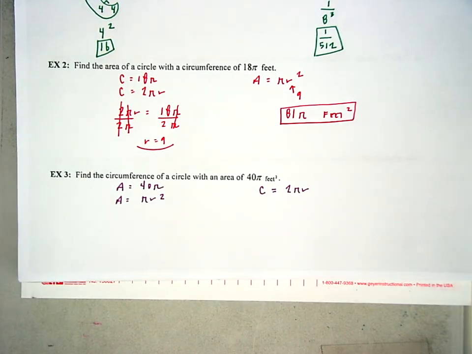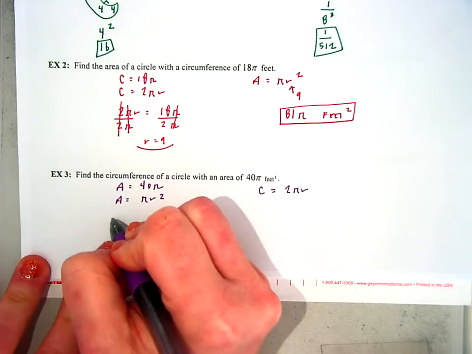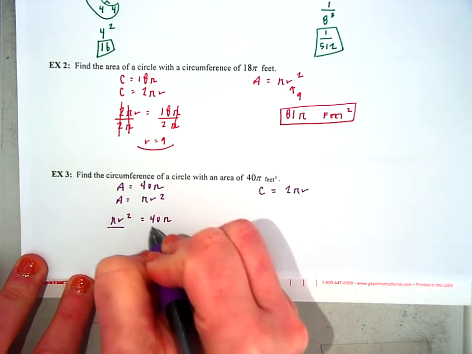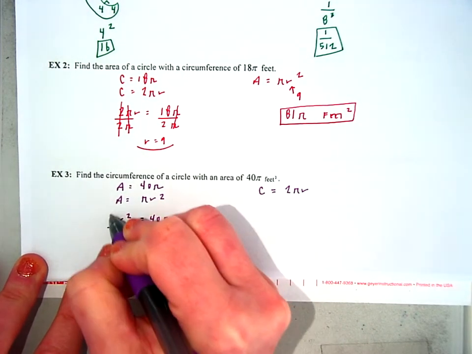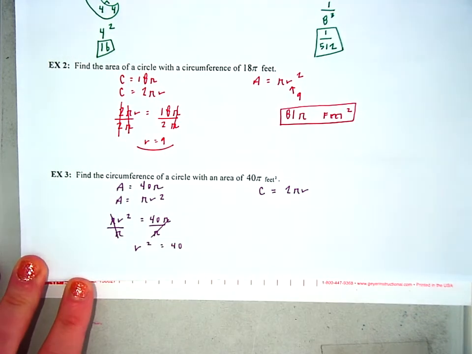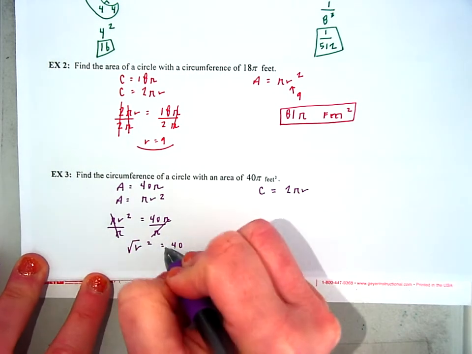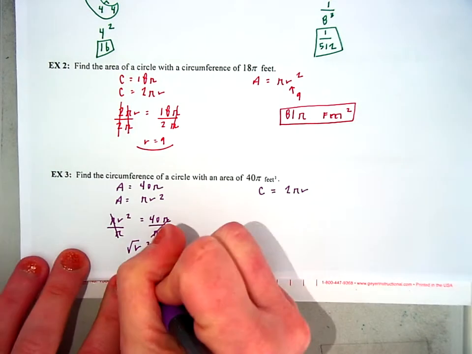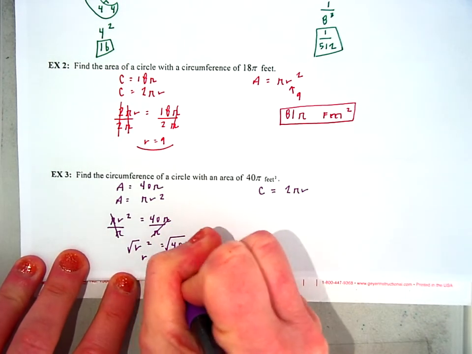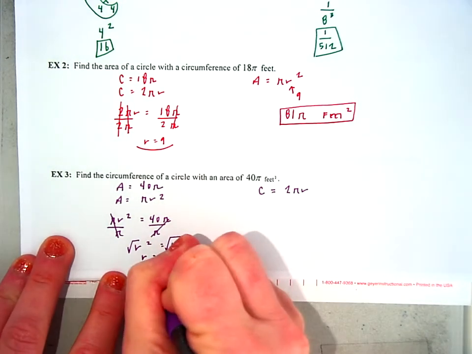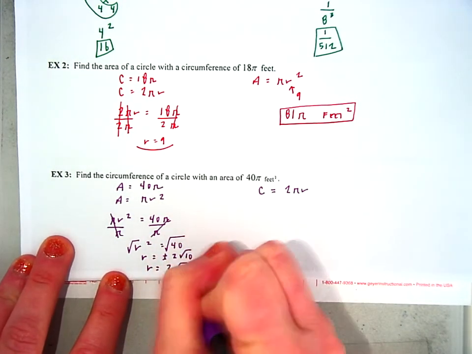So if I know that the area is 40 pi and the formula is pi r squared, I can set the pi r squared equal to the 40 pi. So now I can divide away the pi from each side. The radius squared equals 40. I can solve by taking the square root. Okay, I know that 40 is 4 times 10, so I know that my radius could be plus or minus 2 root 10, but we know that a radius has to be positive, so it has to be the positive 2 root 10.